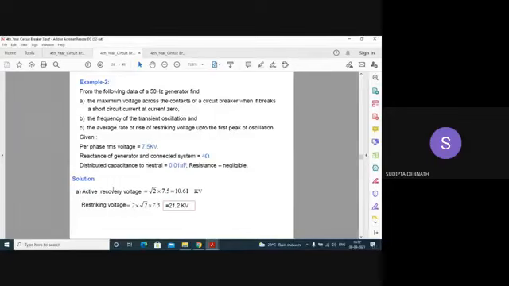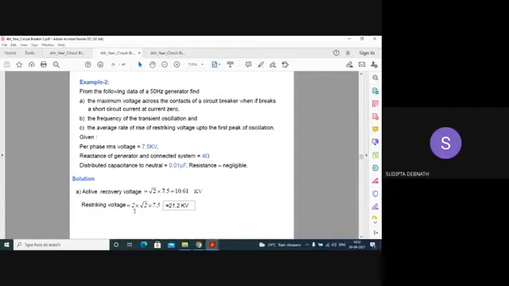So what is the active recovery voltage? Active recovery voltage, you know, is the maximum value at which the breaker contacts have just opened. So it is root 2 times this value, the peak value of the symmetrical component, the peak value of the system voltage. So this is the system voltage. What is the restriking voltage?